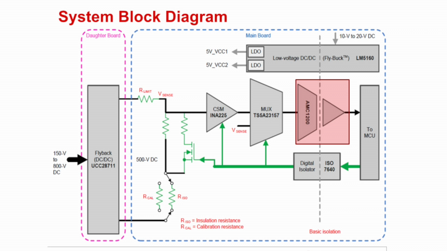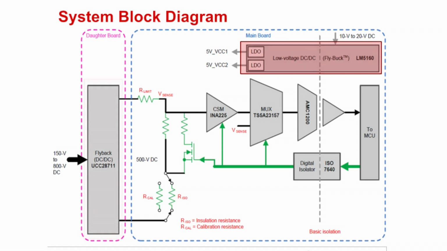The switchable shunts and the multiplexer channels are controlled through dip switches, which are isolated using the ISO7640FM digital isolator. The dip switches are used to emulate the signals coming from the MCU to change the gain in shunts. The board operates from 15 volts and then generates two isolated 5-volt rails with a Fly-Buck topology using the LM5160 Fly-Buck converter.